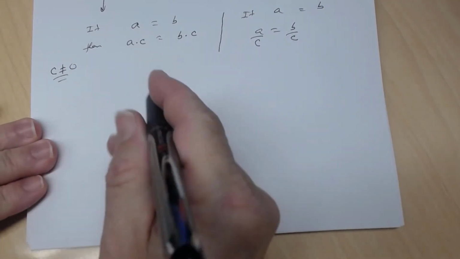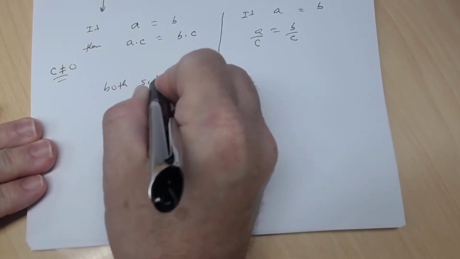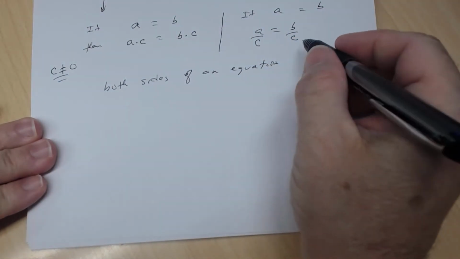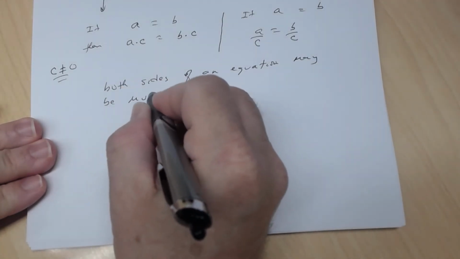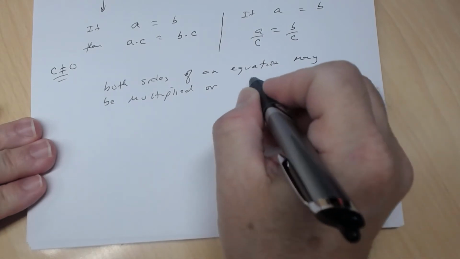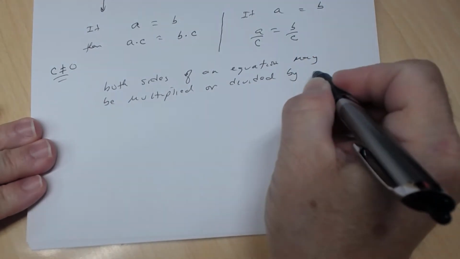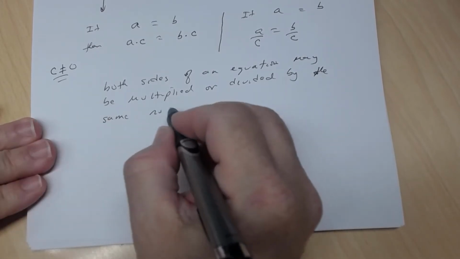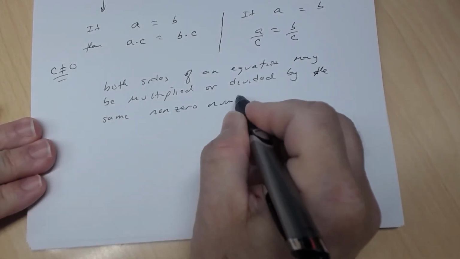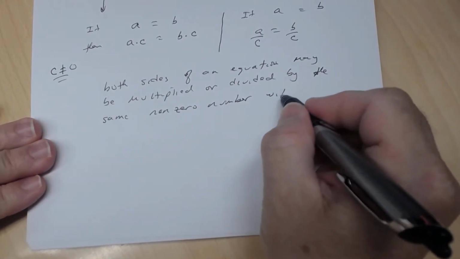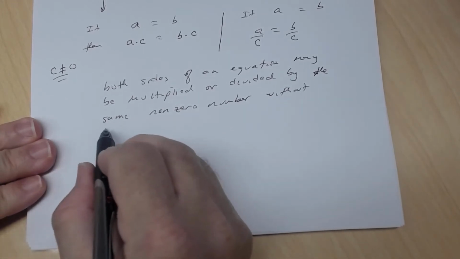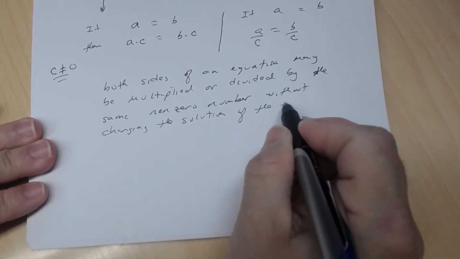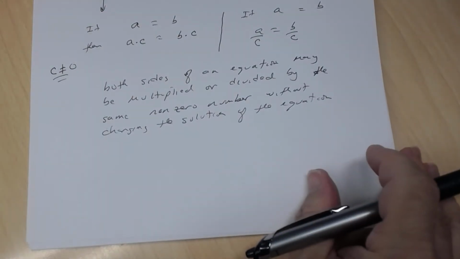Basically what we said here is this: both sides of an equation may be multiplied or divided by the same non-zero number, so C cannot equal 0, without changing the solution of the equation. Okay? All right.